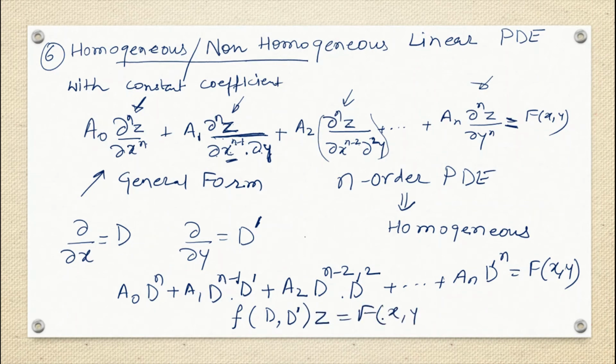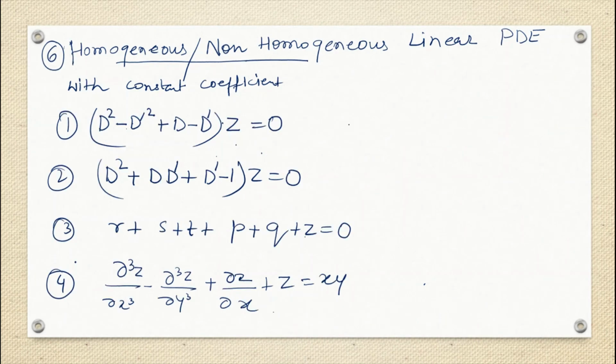That means what we are doing here, we are showing that this z is actually getting differentiated with respect to D operator and D' operator. So D is ∂/∂x and D' is ∂/∂y, and this function completely is nothing but function x comma y. So if I ask you whether these four equations are homogeneous or non-homogeneous linear PDE.